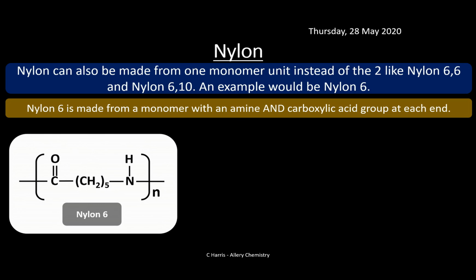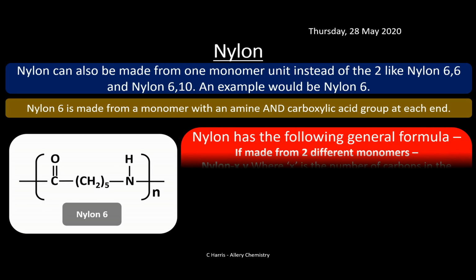So here's an example here. So this is nylon 6, and you can see here that the monomer unit would have a carboxylic acid at one end and an amine at another end. So you can just use this repeat unit to join and make your polymer. So that's just nylon 6. So just be aware that you don't necessarily need 2 different monomers to form nylon. Okay, so nylon is quite versatile.